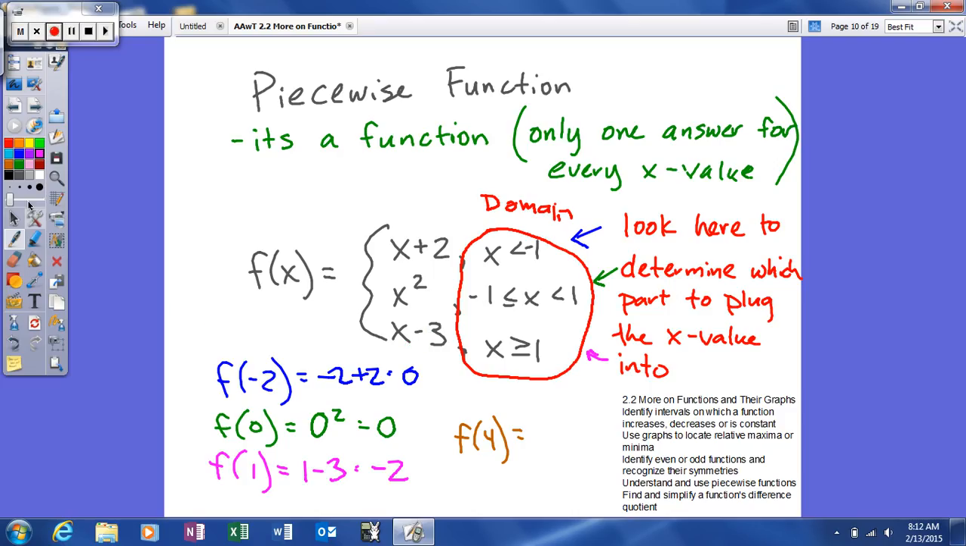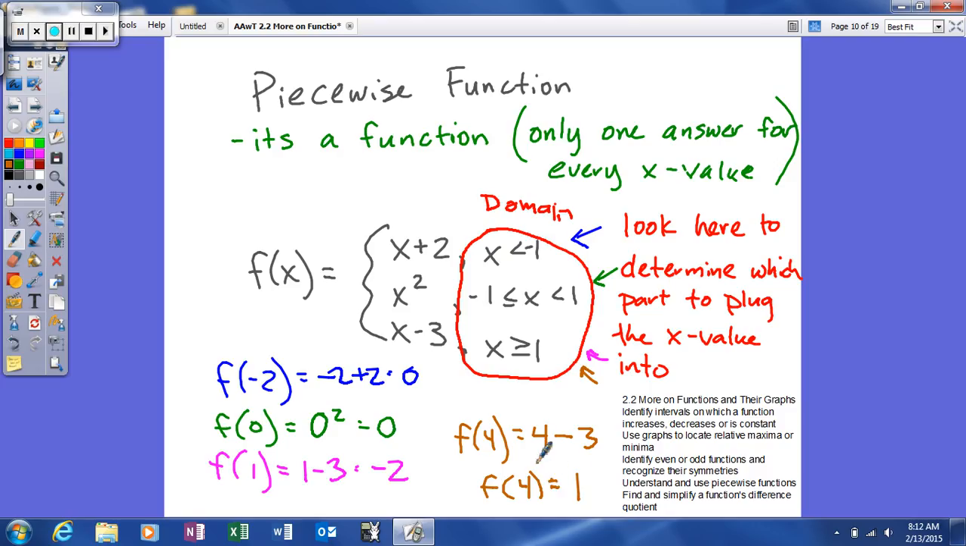Alright, and last one, f of 4. Again, 4 is going to be greater than or equal to 1. So therefore, we're going to plug it into this one. Our operation tells us to subtract 3. So when we say 4 minus 3, we get an answer of, sorry, I'm getting used to using this tablet here, of 1.